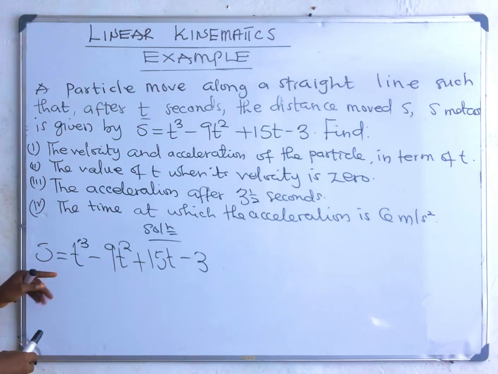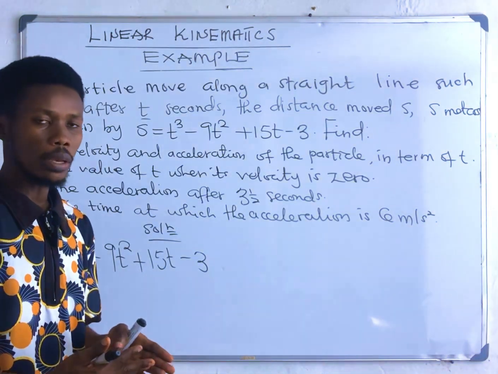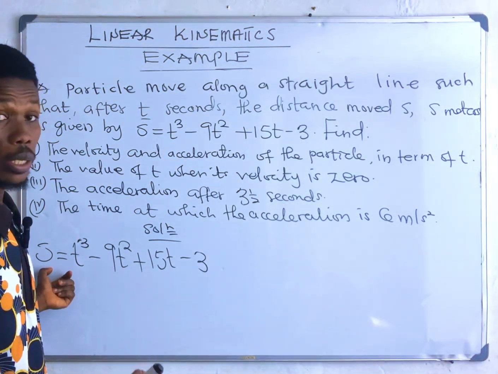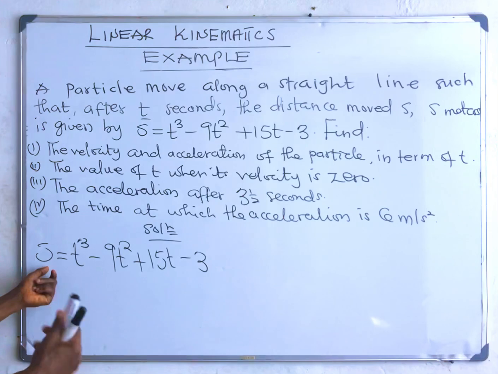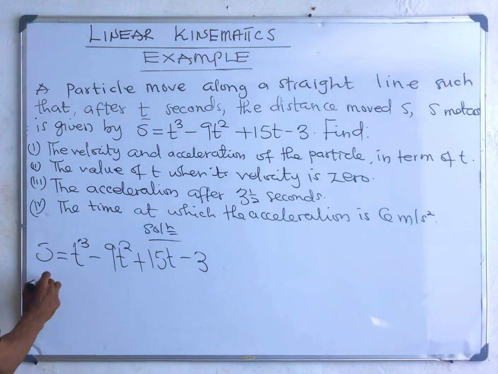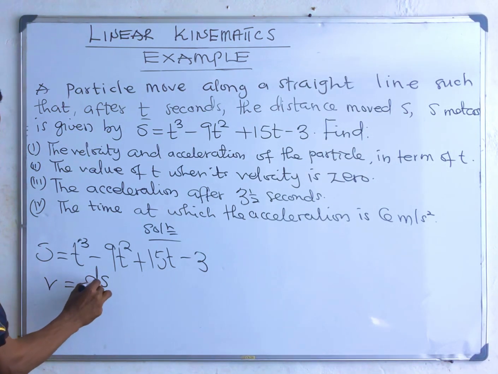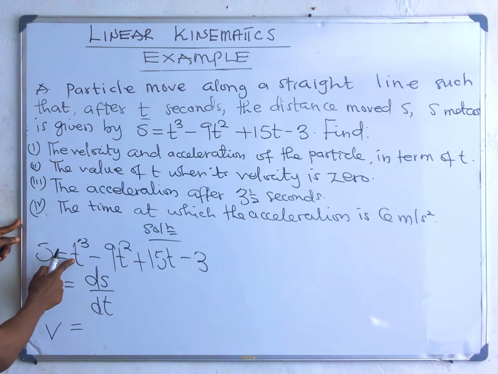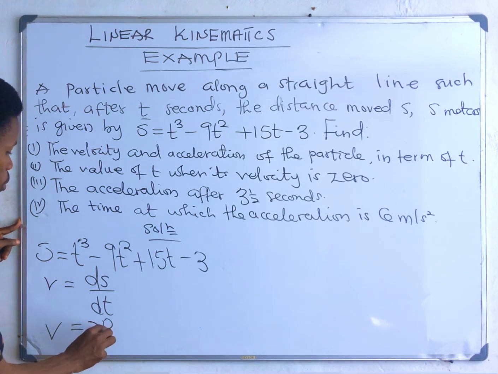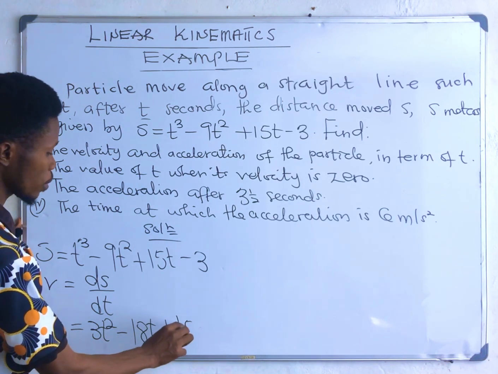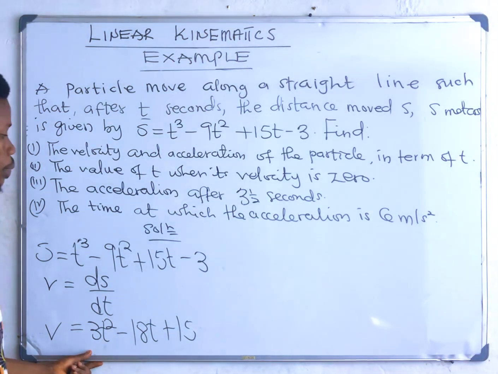terms of t. So I said at the beginning of the video that if you want to find the velocity from the displacement or the distance given, all you need to do is to differentiate it. That gives you the velocity. So velocity will be equal to ds/dt. Is that okay? So my velocity is equal to, now we are differentiating this. If I differentiate this, this will give me 3t squared minus 18t plus 15. So this is my velocity.